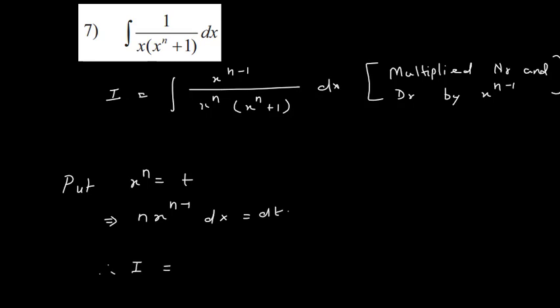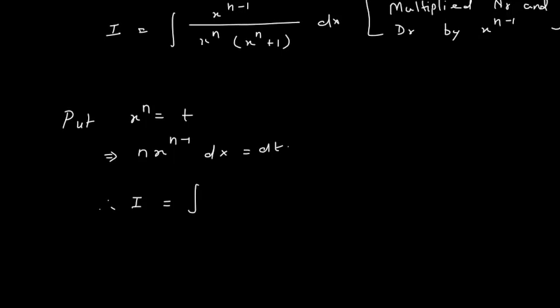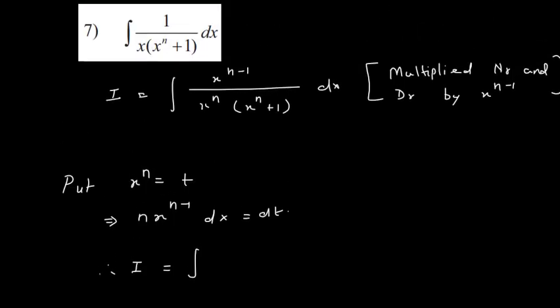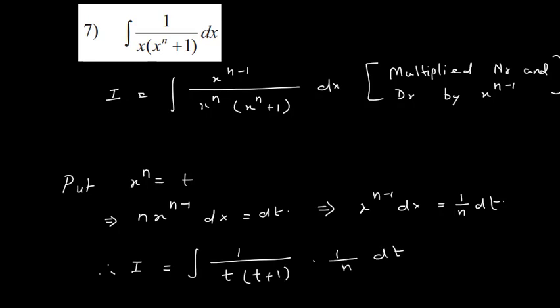So your integration I will become integration of, now, n into x power n minus 1 dx is dt. So this will give me x power n minus 1 dx as 1 upon n into dt. So your integration I will become 1 divided by, here I have x power n, I can write t, and here it is t plus 1, and here it is 1 upon n dt.